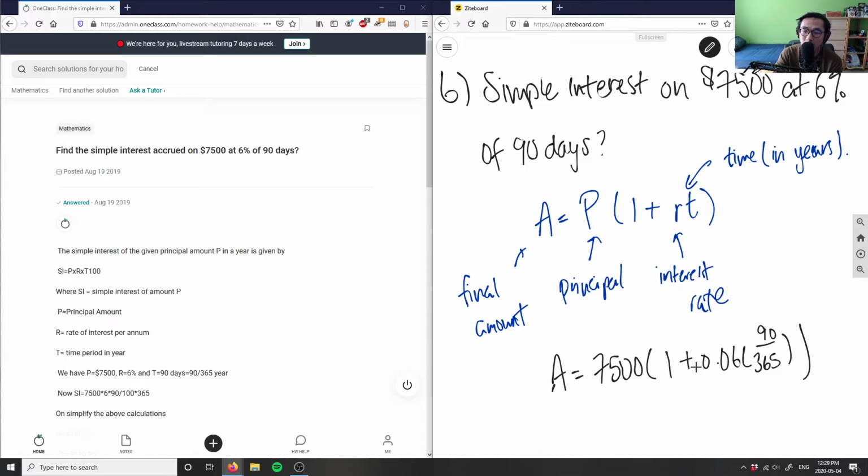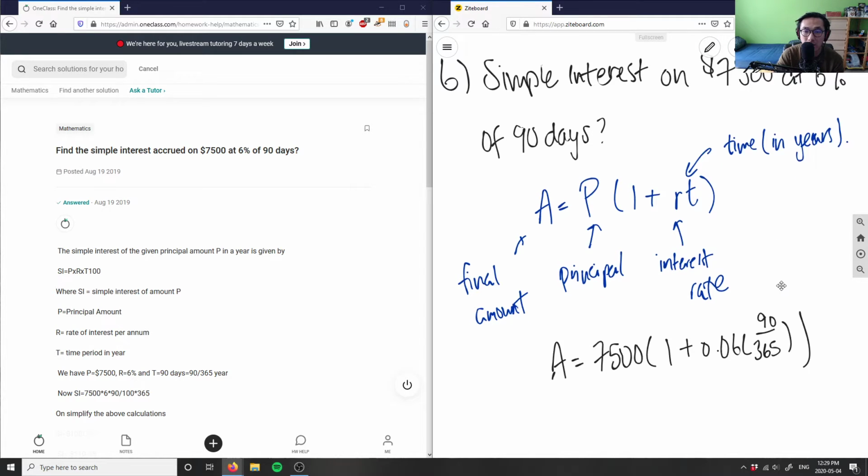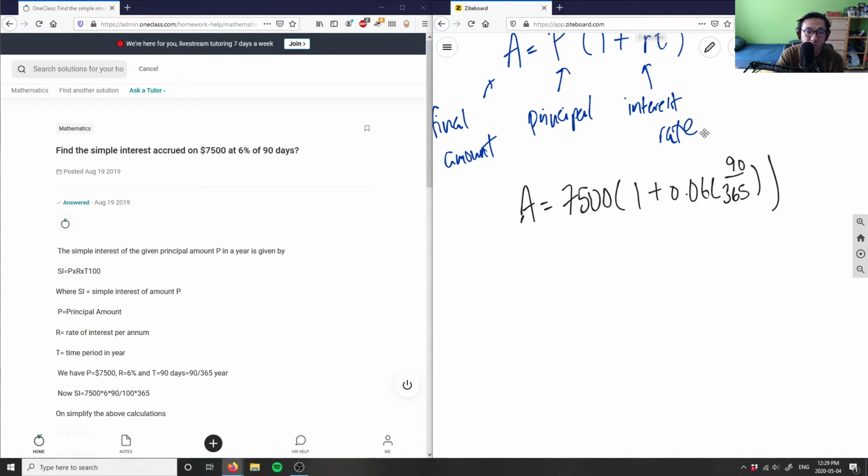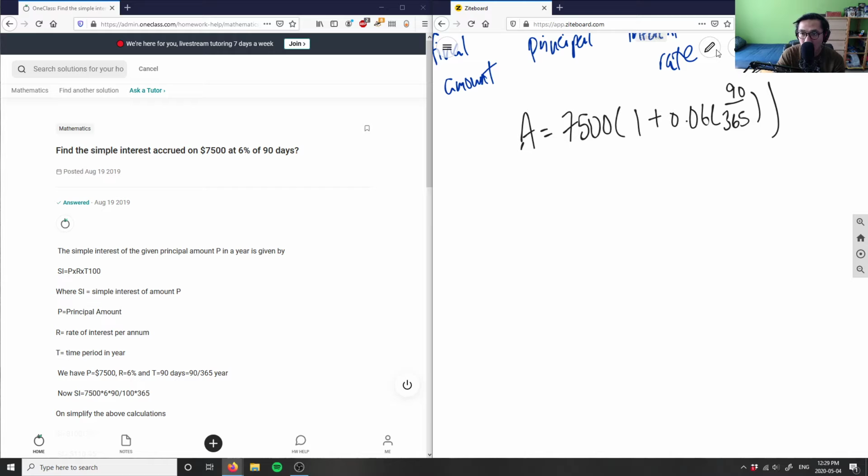So 7,500 is our principal, 1 plus 0.06 is our interest rate, and 90 divided by 365 is the fraction of a year that 90 days represents. So we basically convert it into years, and all we have to do is plug this into our calculator, and then we will get our final answer. So I have 7,500 times 1 plus 0.06 multiplied by 90 divided by 365. Let's see, 0.06 times 90 over 365.